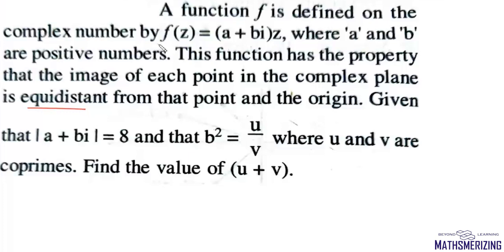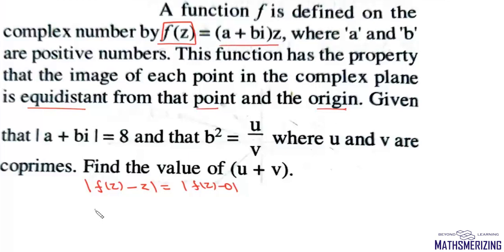Now, the image of this complex number is f(z), and it is equidistant from that point and origin. We know that any distance in complex numbers is given by modulus. So, the distance between this image, which is f(z), and that point, which is z, must be equal to the distance between that image and origin, which is mod of f(z) minus 0. Now, f(z) is (a plus b iota) into z.